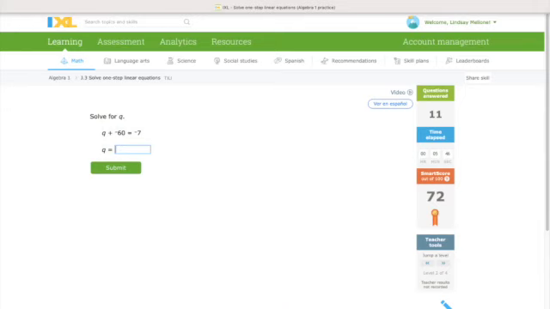Ooh, this one's a little tricky. So I'm going to write this one out. It says q plus negative 60 equals negative 7. Anytime I see two signs next to each other, I like to simplify my equation.